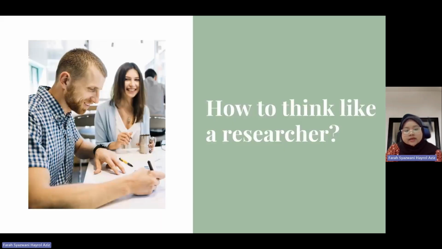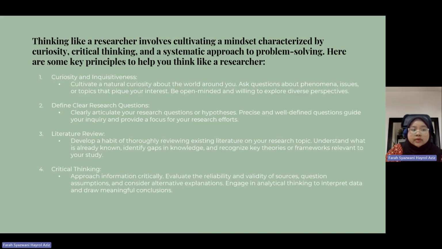All right. And now, last but not least, before we end our chapter 1, we must think like a researcher. As a student who embarks on a research methodology course, you must put yourself in the perspective of a researcher. So how would you be able to do that? Thinking like a researcher involves cultivating a mindset characterized by curiosity, critical thinking, and a systematic approach to problem solving. Here are some of the key principles for you to think like a researcher.